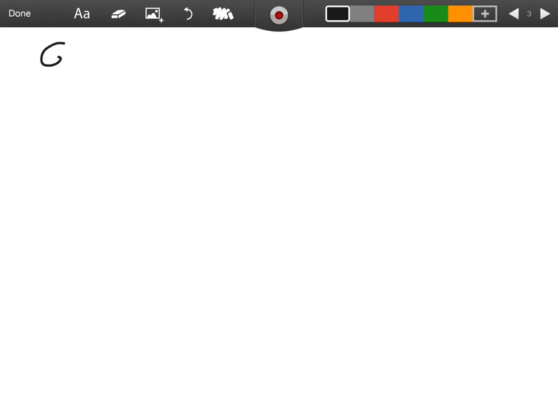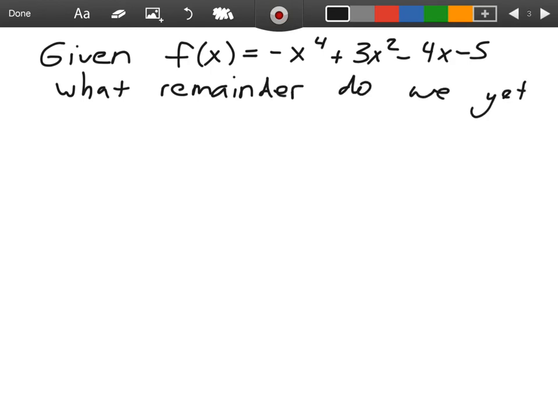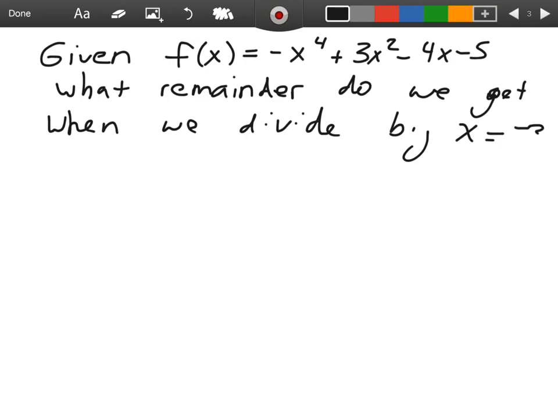Well, say I'm given this. Say given, and this is kind of getting into stuff we're going to do in the next chapter. It says given f of x equals -x to the 4th plus 3x squared minus 4x minus 5. What remainder do we get when we divide by x equal to -3?